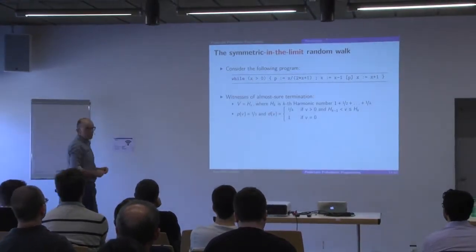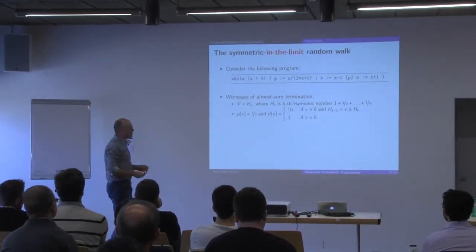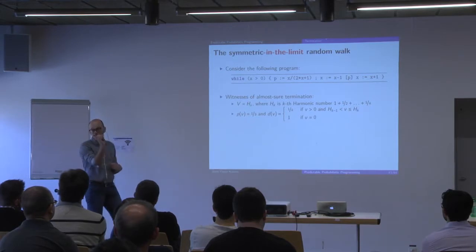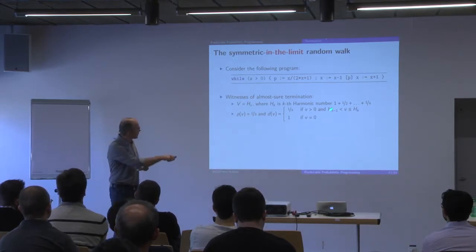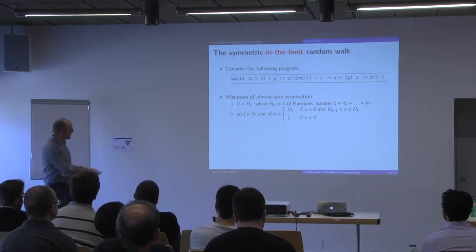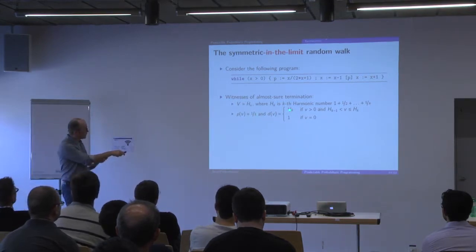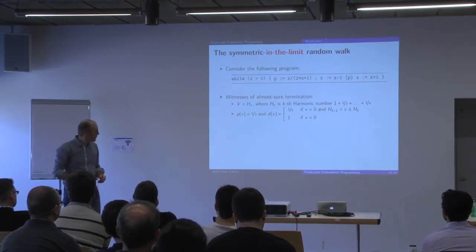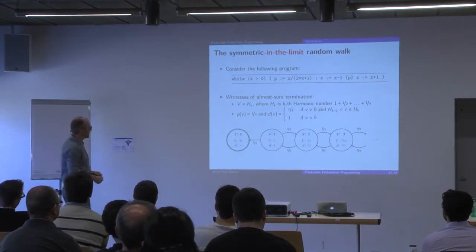Now you can provide a witness. And the witness, I'm not saying this is an easy witness, but it turns out that v, where you take v is the harmonic number of x. So x is the position of the random walk. Harmonic number is this sum, right? This works. P of v is 1/3, and d of v is 1/k if v is larger than 0 and between the two harmonic numbers, and otherwise it's 1. And you can plug this in. This is the way it works.